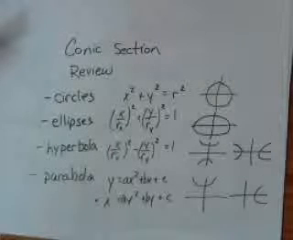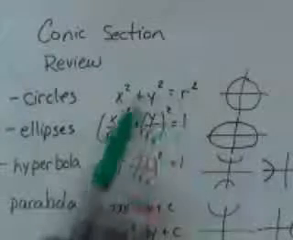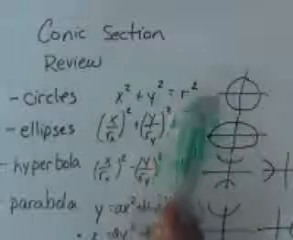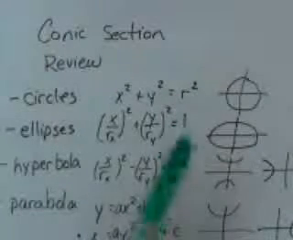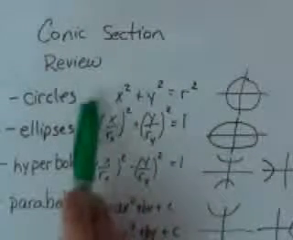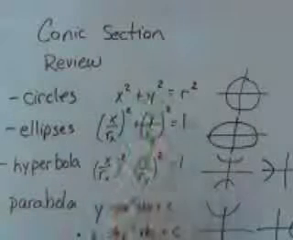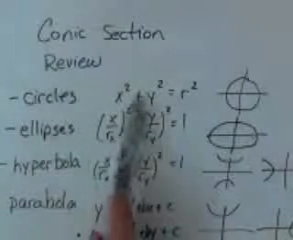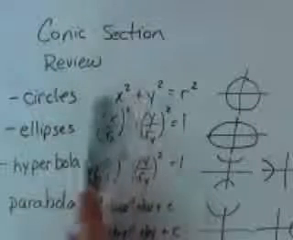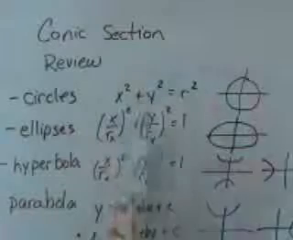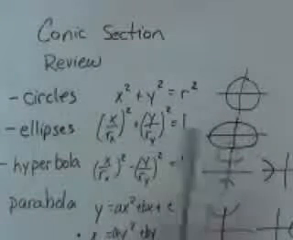Remember that a circle has the general equation x squared plus y squared equals r squared. R could be just about any number. But the big thing about a circle is that the coefficients in front of the x squared term and the y squared term are going to be the same. Also, with a circle, you have to have a plus sign between them. They have to be the same sign. And almost always, that's going to be a plus sign. It's just easier to look at it that way.